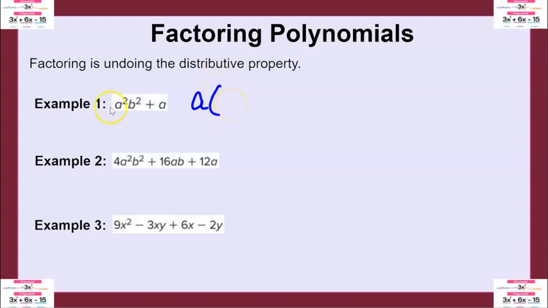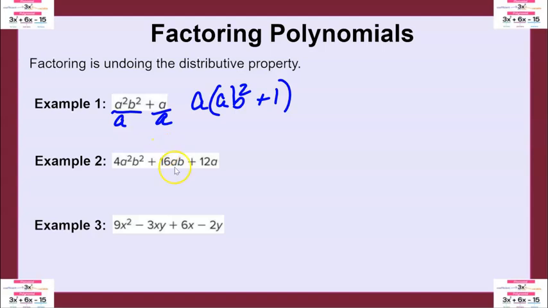That means, what do I have left? If I divide both of these terms by a, I'm left with a b squared plus a divided by a is 1. And the good thing about factoring is you can always distribute to check to see if you get back to the original problem. So if I distribute the a times a is a squared b squared, plus a times 1, which is a, which is what I have originally.